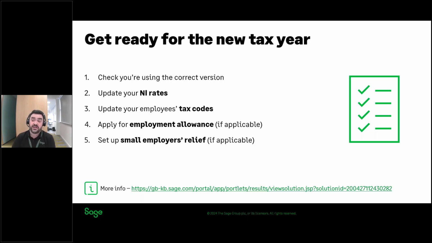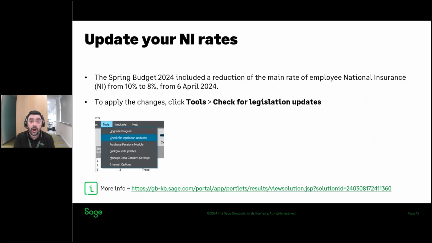Now, as long as you've got version 30 installed, you're then ready to update your national insurance rates for the new tax year. So in the spring budget, it was announced that the main rate of employees' national insurance will be reducing from 10% to 8% effective from the 6th of April. So there wasn't much notice of this change. It's just a month turnaround to get that change in place. And for that reason, we've made this update available as a legislation update, meaning that you won't need to go through a full installation process again. You just need version 30.